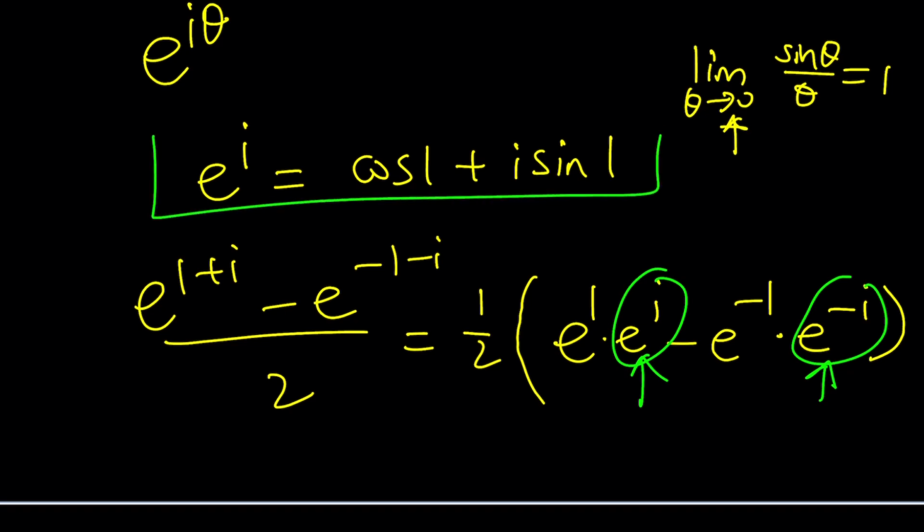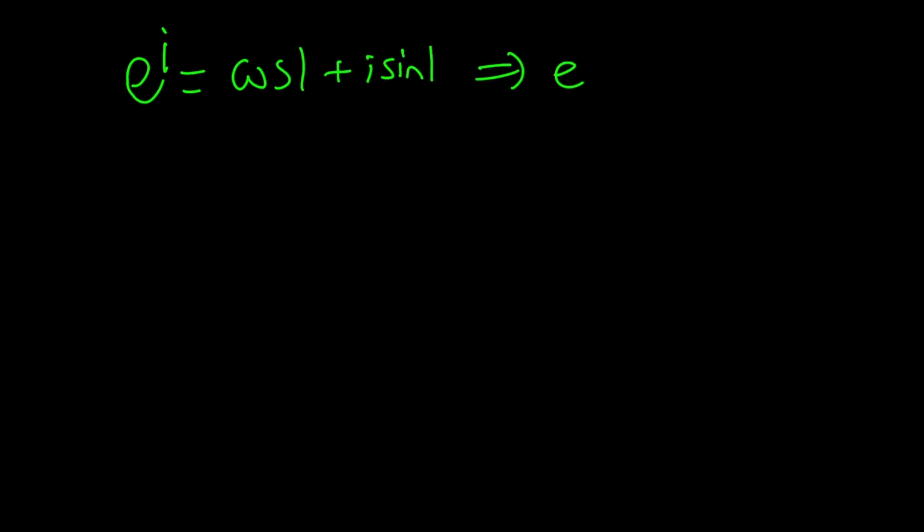So if e to the i is cosine 1 plus i sine 1, what do you think its reciprocal is going to be? Because its modulus is 1. Am I making sense? I hope so. It's going to be its conjugate. So like this. That's e to the power negative i, and you can test it out. So we got everything we need. Let's go ahead and plug it in.